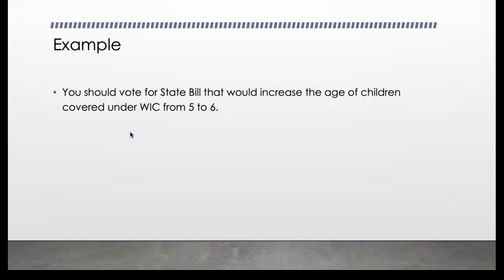Here was my example that I came up with last night. You should vote for State Bill X that would increase the age of children covered under WIC from 5 to 6, because currently it covers mothers and children up to 5. And so in my argument, I would need to explain the benefits of feeding that extra year, etc.